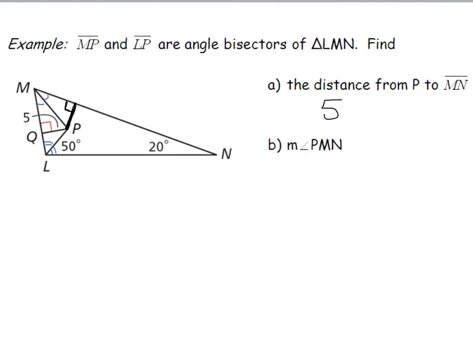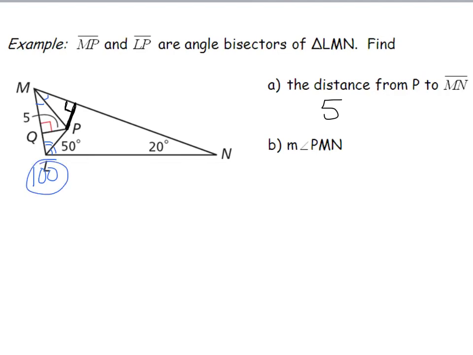Next, when they're asking for the measure of angle PMN, from P to M to N, I'm looking for this angle right here. So in order for me to figure out what this angle is, I have to do a little investigative work. I know that in the whole entire triangle, we have 180 degrees. Currently, 20 of those degrees are already taken up by the angle at N. However, at L, it's not just 50 degrees for the whole angle. We know that since this angle is 50 degrees, that means that angle QLP must also be 50. So if this angle is 50 and this one's 50, that means the whole angle at L is 100 degrees.